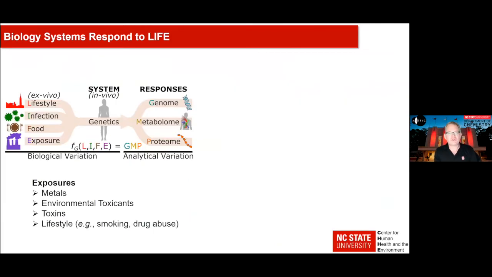So in terms of environmental exposure, it's an area that we spend a lot of time on at NC State University with the Center for Human Health and the Environment. We talk about how life interacts with genetics to give a response surface. Life is lifestyle, infection, food, or exposure, interacting with, as we learned from the trivia, 99.9% common DNA. And then you can look at different response surfaces, such as the genome, epigenetics, metabolomics, proteomics, and so forth. So we look at lots of different environmental exposures, trying to understand diseases that just don't seem to have a genetic link.